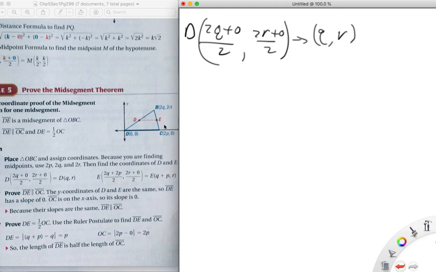And then over here, to find E, the midpoint is going to be (2q plus 2p) over 2, and then the y part is going to be 2r over 2. Shorten it. All the 2's cancel, so this is q plus p as the x-coordinate and an r. So we're told it's the midsegment, so we know that these two are the same.